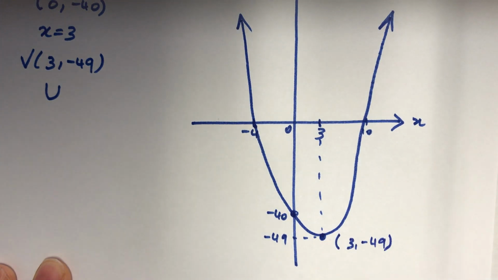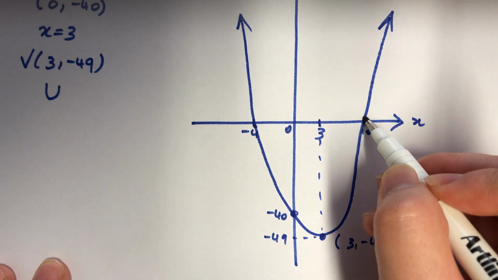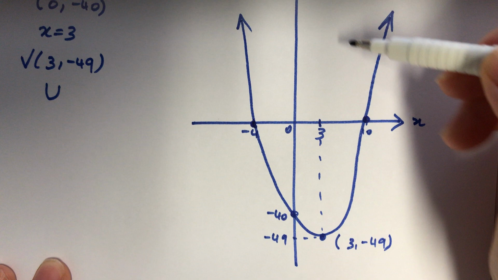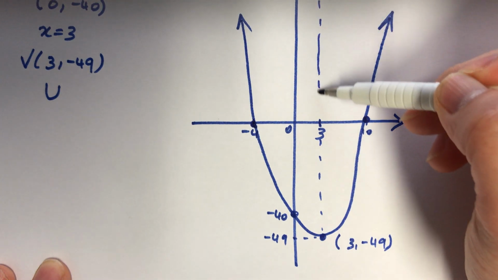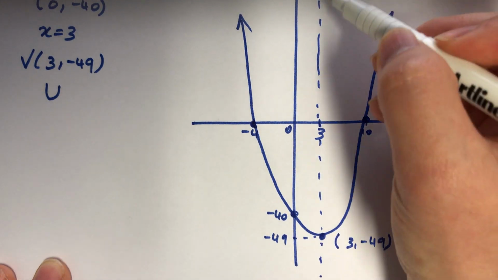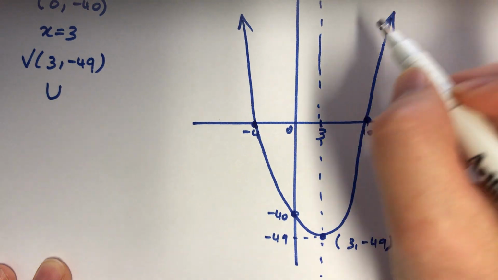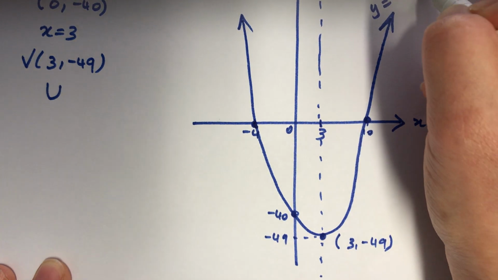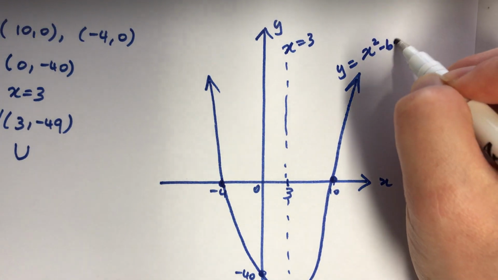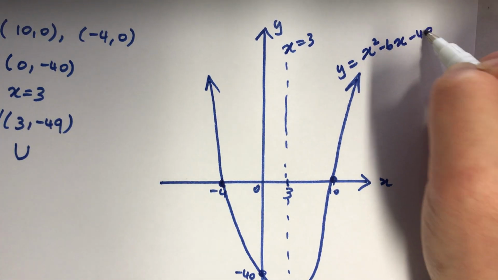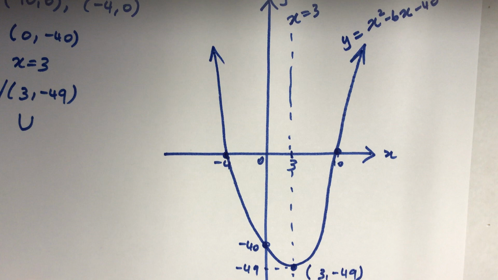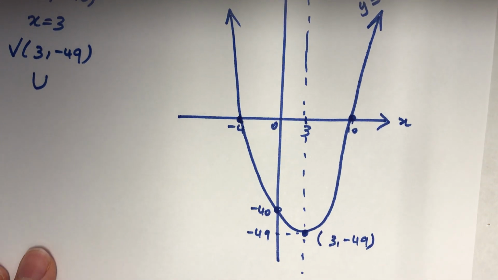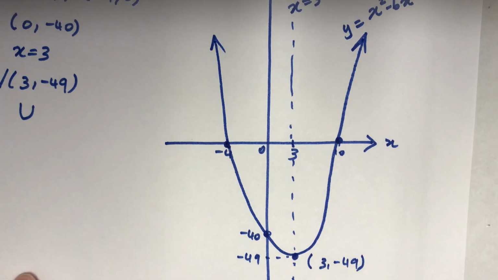Please take care of your sketch. Mine is terrible, but yours should be very nicely done. So my axis of symmetry is right there. That's x equals 3, and this is y equals x squared minus 6x minus 40. Okay, I hope you can see all of these. So that's my parabola.